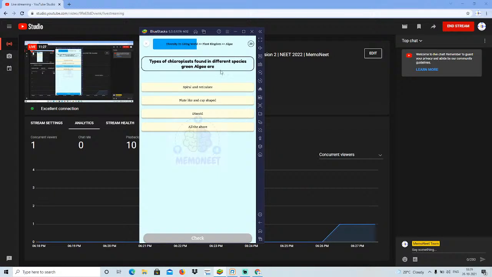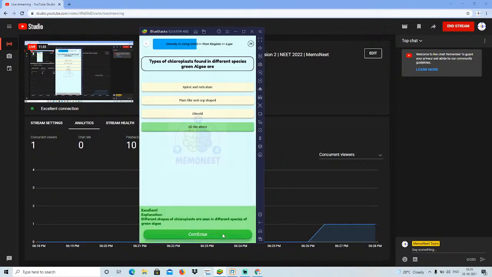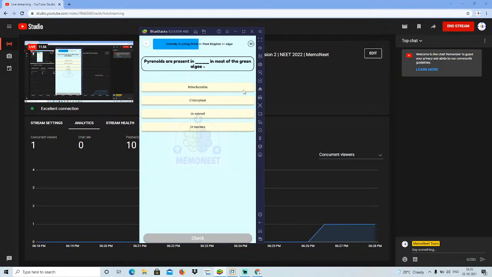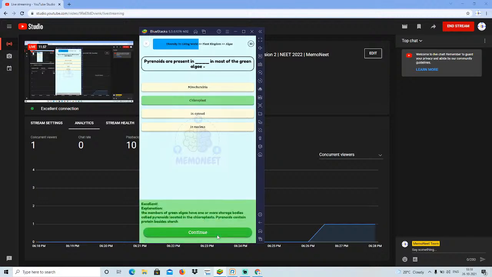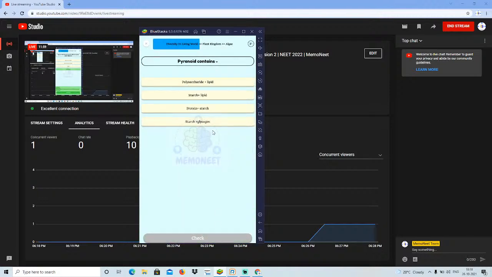So the types of chloroplasts found in different species of green algae are, you should now remember the line. It's so amazing that this line comes to my mind right now, that the different shapes of chloroplasts were listed out in the book, right? It was spiral, reticulate, plate like, cup shaped, discoid, all the above. So pyrenoids are present in dash in most of the green algae. It's present in the chloroplast. Yeah, this is the next line of that line. So pyrenoids contain both protein plus starch. This is true. So the number of pyrenoids in members of green algae is one to many.